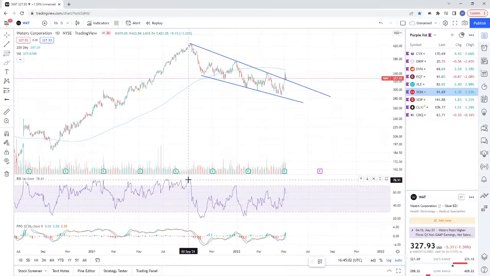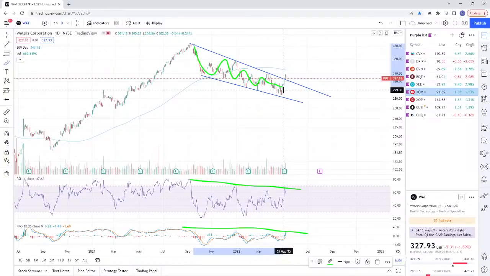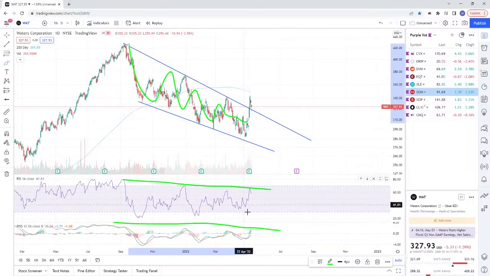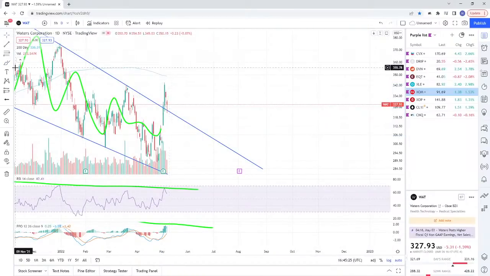So here's the reason why. Look at the momentum. It's moving lower right through here, so is price. That's not divergence. Divergence is one moving in the opposite direction. Two paths diverge. But this is not, and now you've got a bullish breakout. Momentum starting to move higher. Buy signal in my book, actually.